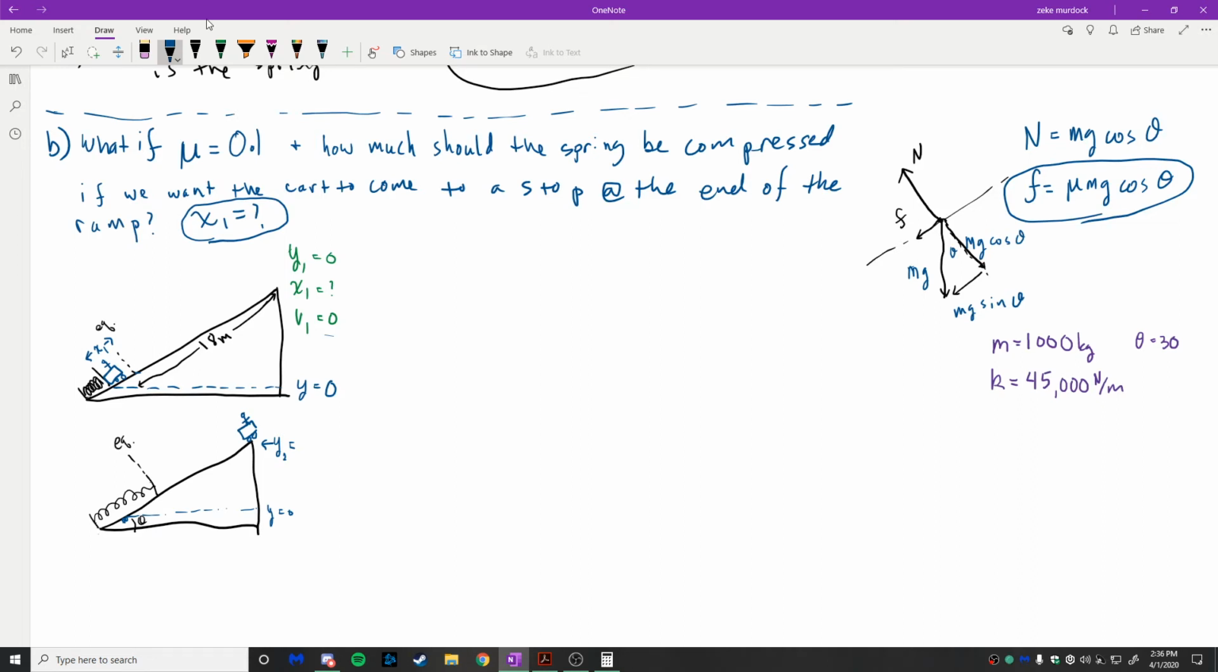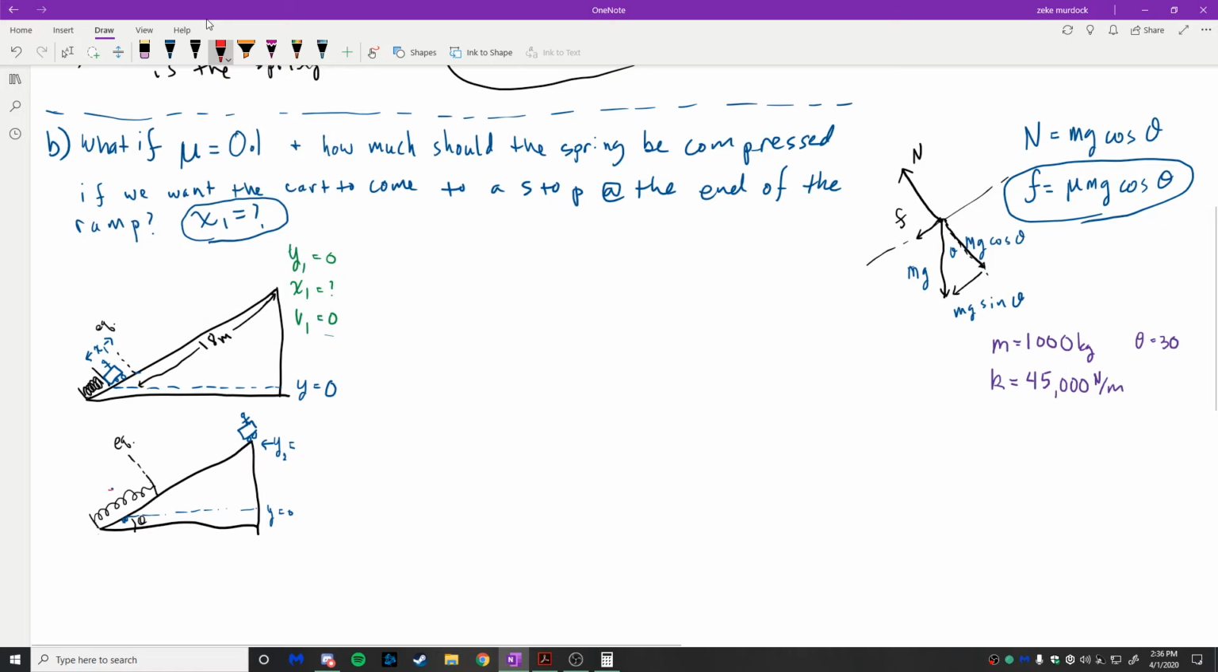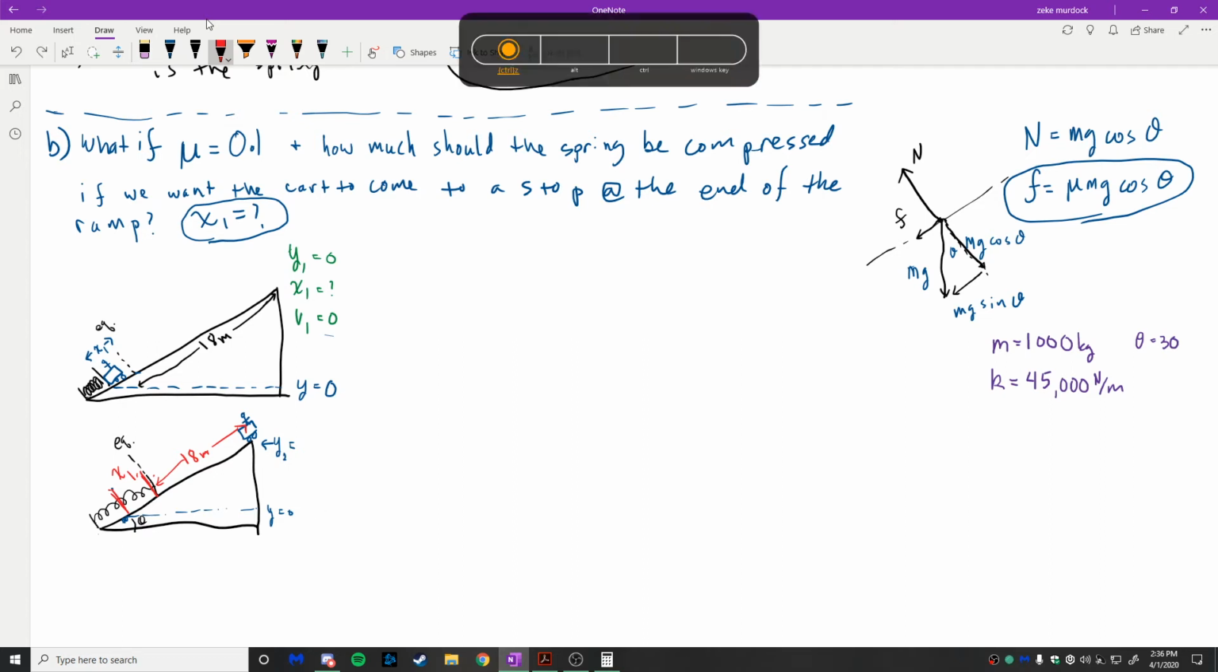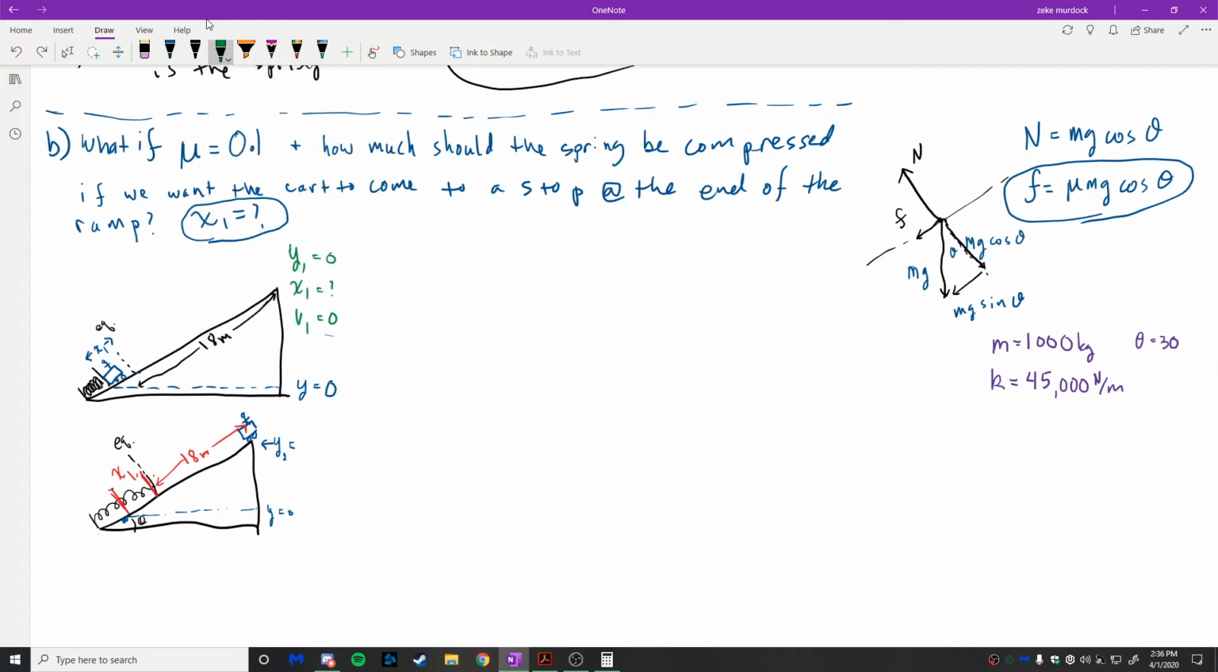So y2 is going to include a couple of distances here. Maybe I'll mark them off in a different color, like red. So the object started here, right? And it went to here. And that distance was called x1. And then the object went another 18 meters, right? Oops, 18 meters, yeah. So I would say that y2 should be equal to 18. Here, I don't want to write that part in red. Go back to green. So y2 should be equal to 18 meters plus x1 multiplied by the sine of theta.